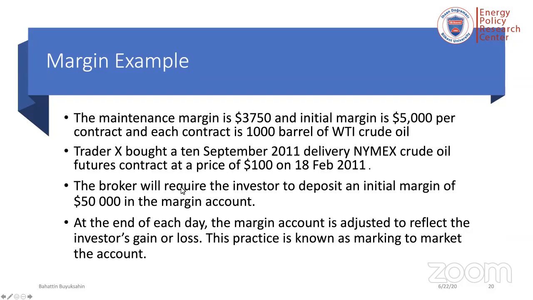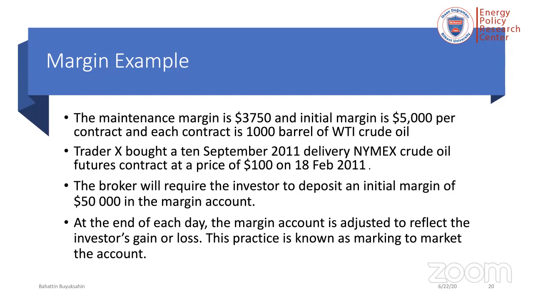So let's look at an example. Let's say the initial margin for a WTI contract is $5,000. This is just a hypothetical example, because yesterday when I checked it, it's much higher. The maintenance margin is $3,750 per contract. Let's say that trader X bought 10 September 2011 NYMEX crude oil contracts, an old example, at a price of $100 on February 18, 2011.